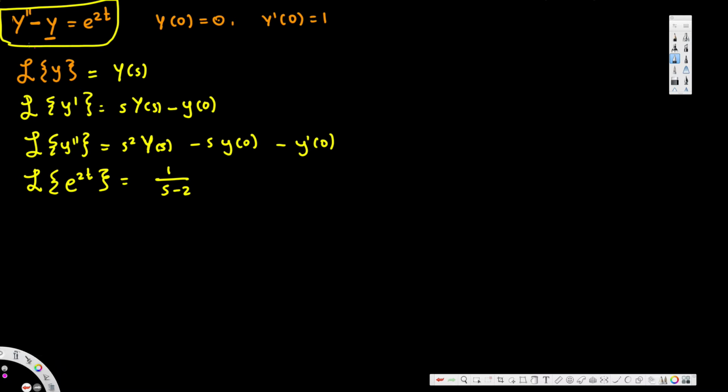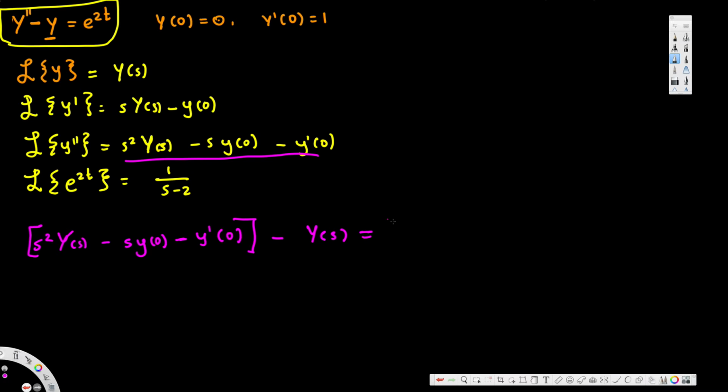So if we do that, first we have y double prime. Y double prime is this whole thing, so s square y of s minus s y of 0 minus y prime of 0, that is y double prime, then minus the Laplace transform of y, that is just y of s, and that is equivalent to e power 2t. E power 2t is 1 over s minus 2. Now let's try to simplify this one.